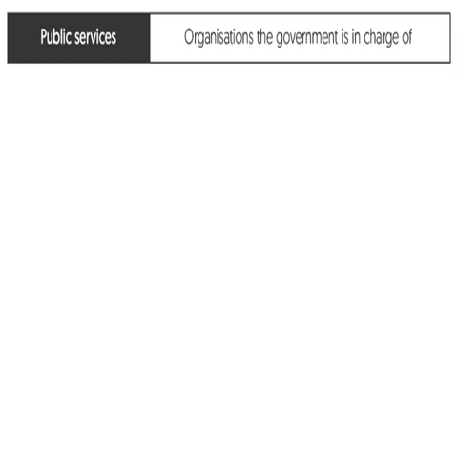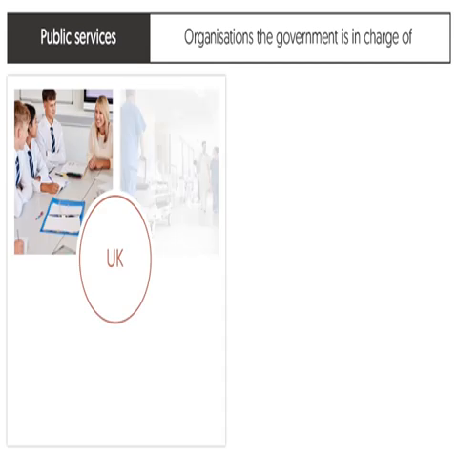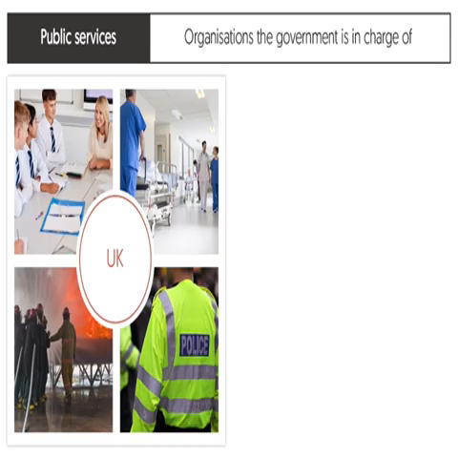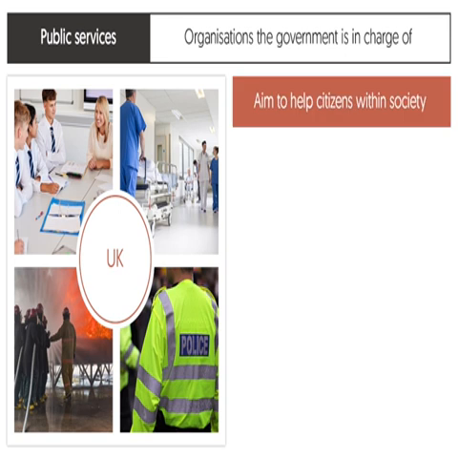When we talk about public services, we mean all the organisations operating within the country that the government is in charge of. For example, in the UK, schools, hospitals, the police, the fire service, and so on. The aim of public services is to help citizens within society, whether this is through providing education or healthcare, or any of the other aims of these organisations. So they don't aim to make a profit, but instead provide a service to benefit the public.